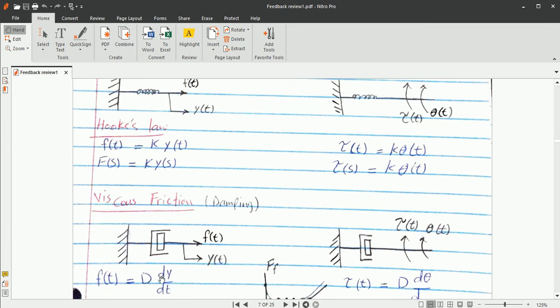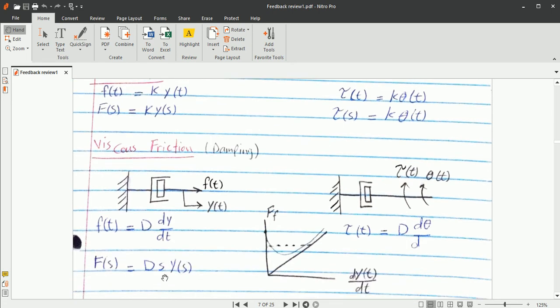Yes, there will be multiplication with s and y of s. It will be D s capital Y of s. Got it? For the derivative, we multiply with s, and there is also another term, minus the initial condition. But we have ignored it. We have taken it as 0 here. It will make things very, very complex if we take some initial condition into account.